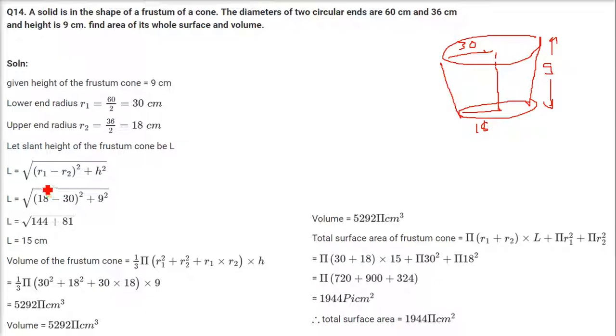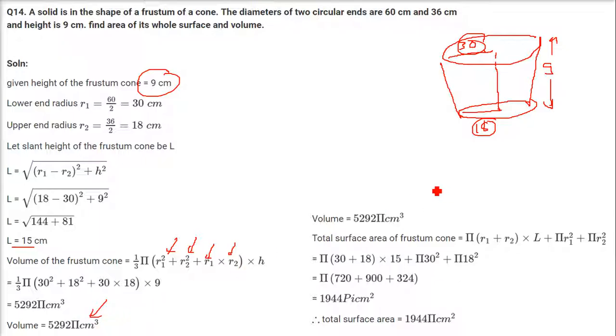So now first we'll find out the slant height, square root of (r2 minus r1) whole square plus h square. That is 30 minus 18 whole square plus h square, that is 9 square. So it will come as 15. Now volume of the first frustum will be 1 by 3 pi. This will be 30, this will be 18, 30, 18, and height is already known, 9. So just put it here.